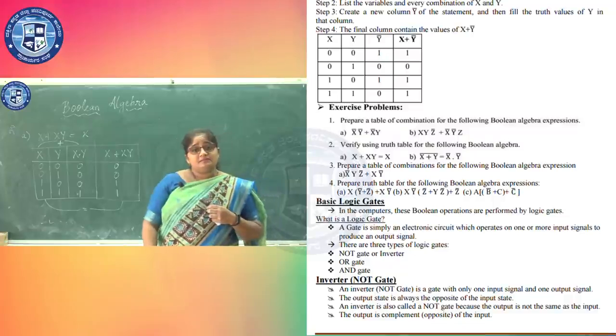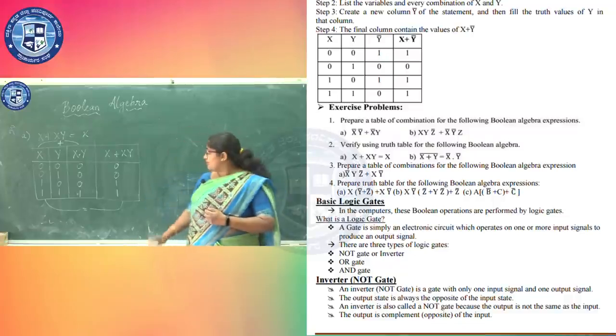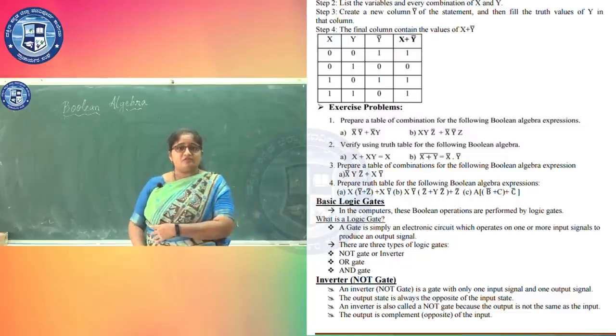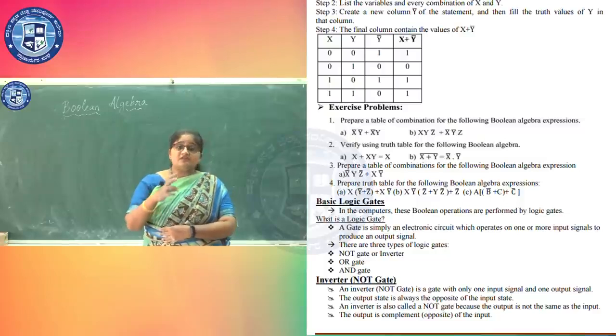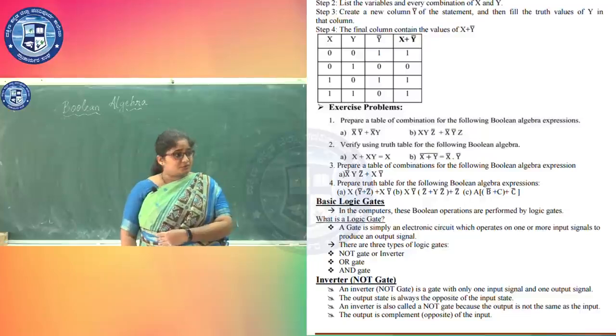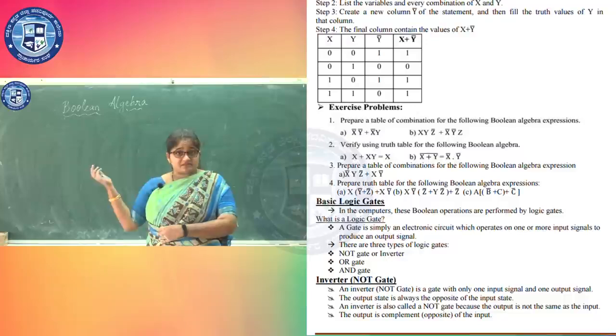Next we have the basic logic gates. These gates are very important. In computers, these Boolean operations are mainly performed using logic gates. Without a gate, it is not possible for the circuits of the processor to be built. So what is a gate actually? Look at the definition there.